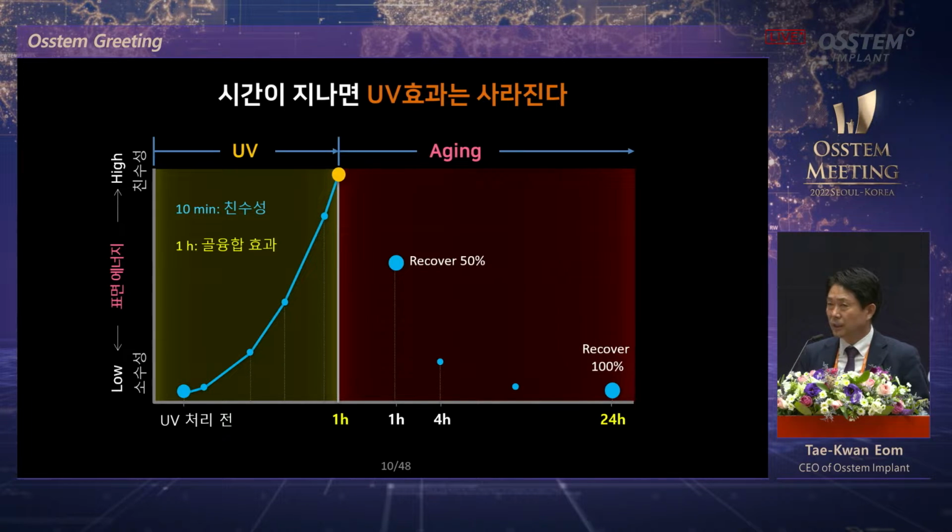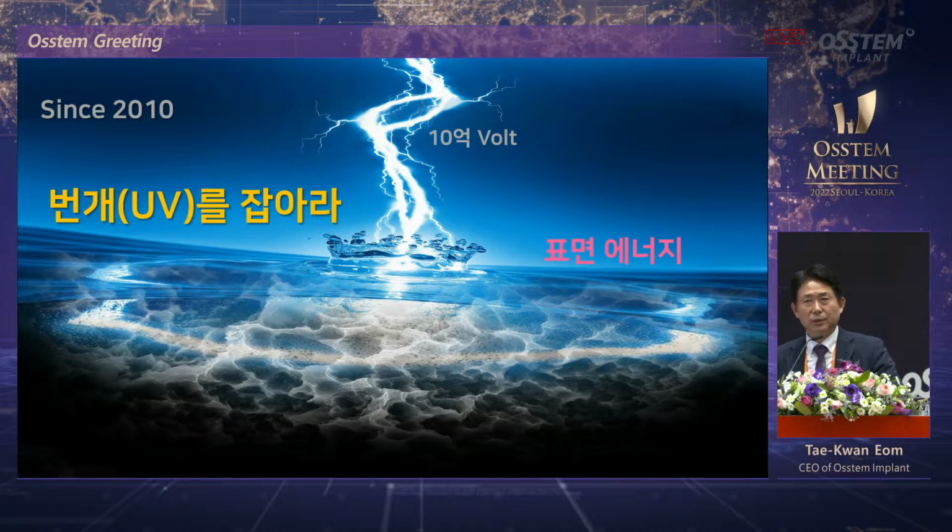So if you look at yellow dot, aging occurs. Aging, the word can be involved here. So over a year, 50%. Over an hour, it is reduced to 50%, and over a day, it is reduced to 100%. So we thought about a mission. That is, catch the lightning, catch the UV. That is the name of the project given to our members in the R&D center.